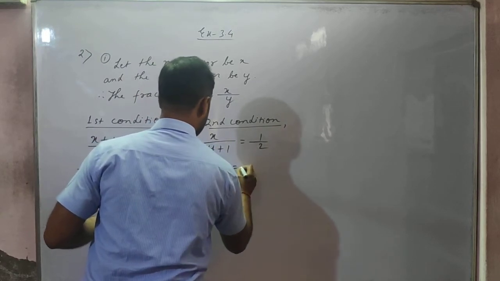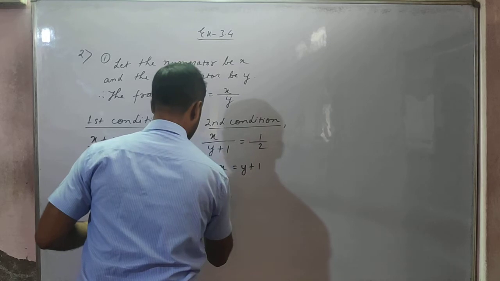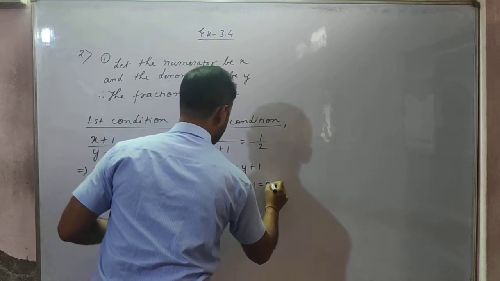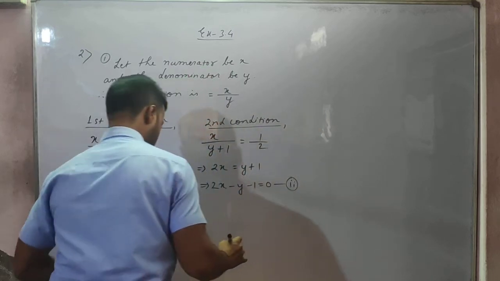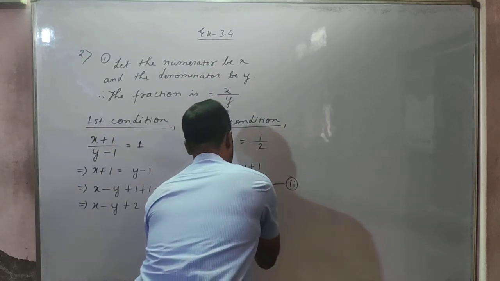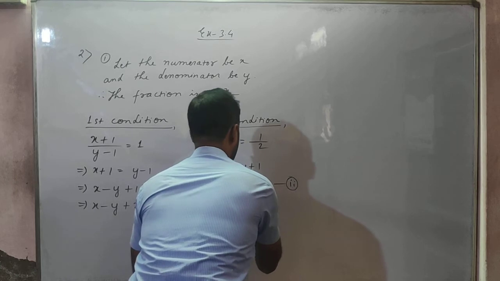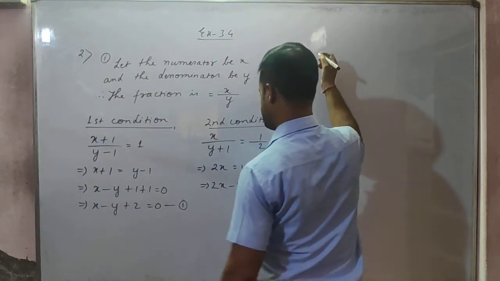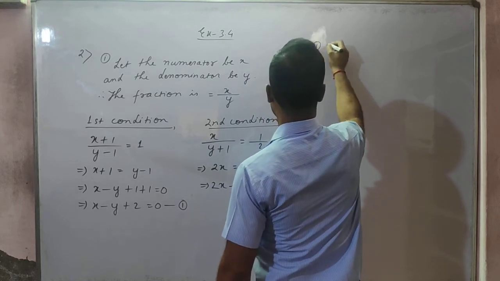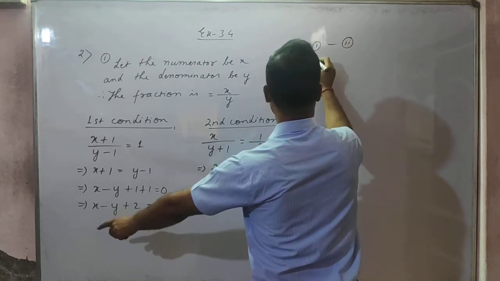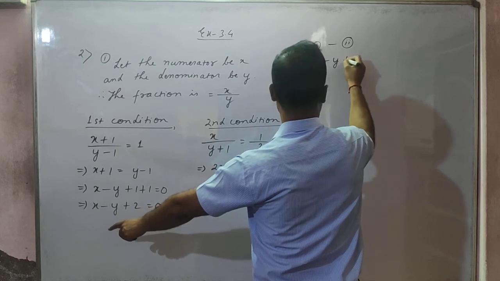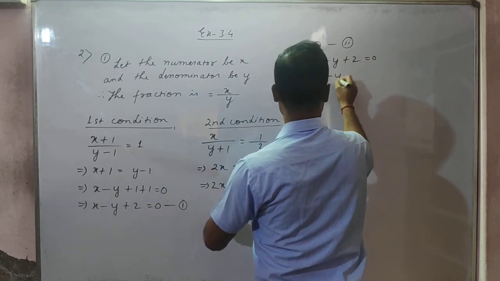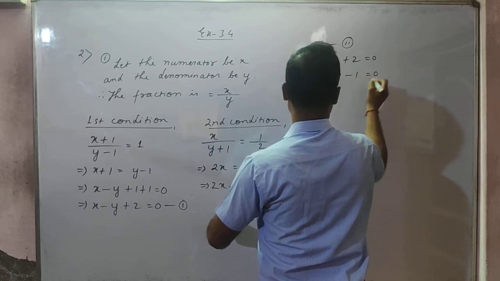2x is equal to y plus 1, so 2x minus y minus 1 is equal to 0, marking number 2. Very easy. Now what we will do, students, is 1 minus 2. So that will be x minus y plus 2 is equal to 0, and 2x minus y minus 1 is equal to 0.